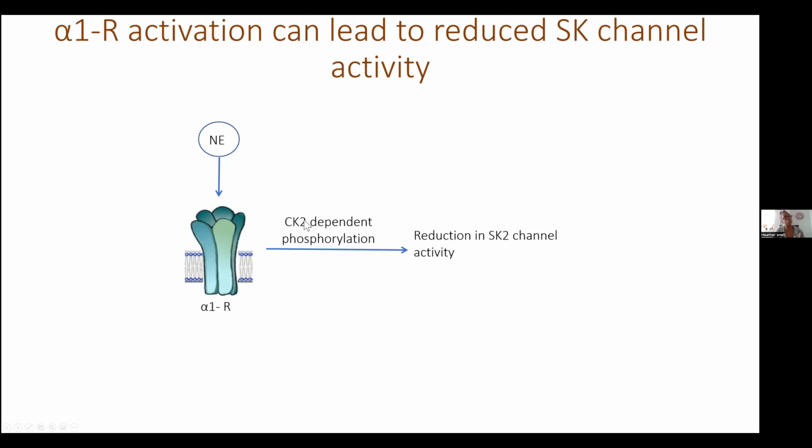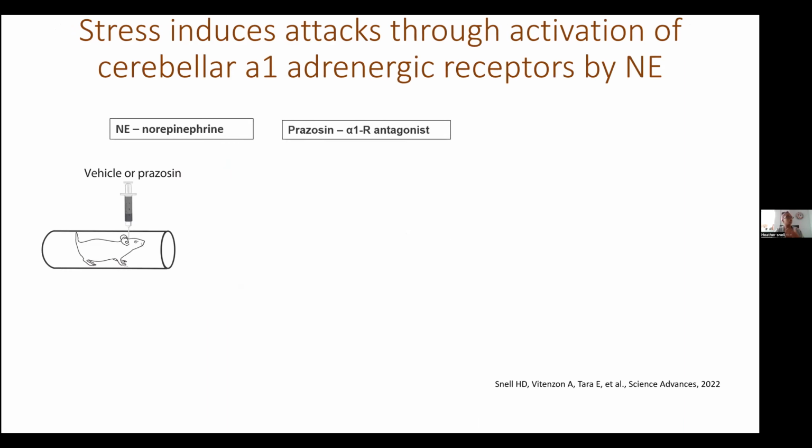This actually happens through a kinase called CK2. This is casein kinase 2. This phosphorylates the calmodulin on SK channels, leading to a reduction in their function and impairment in their activity. And so we really wanted to go through each one of these mechanisms, each step in this mechanism, and kind of attack it and see if it's leading to these attacks. And so we started in vivo.